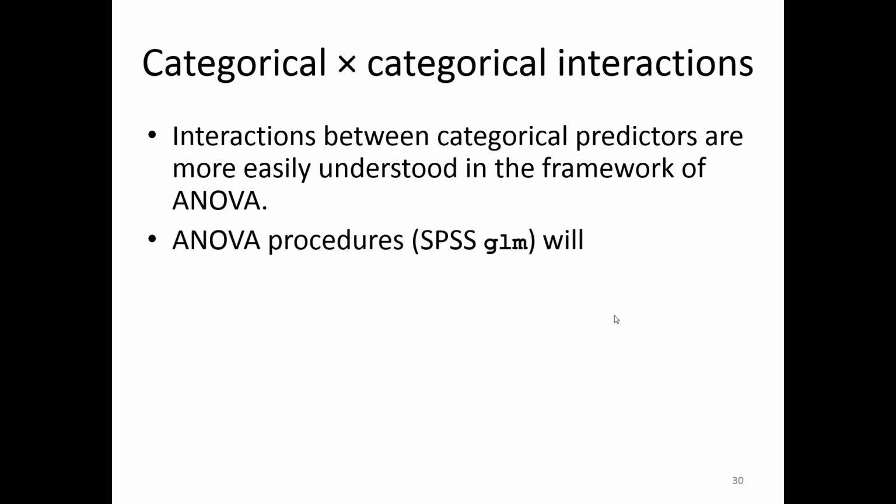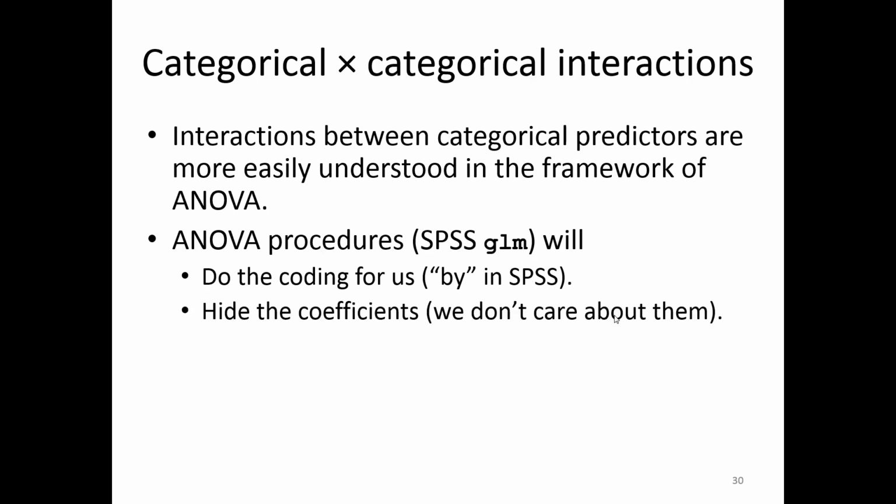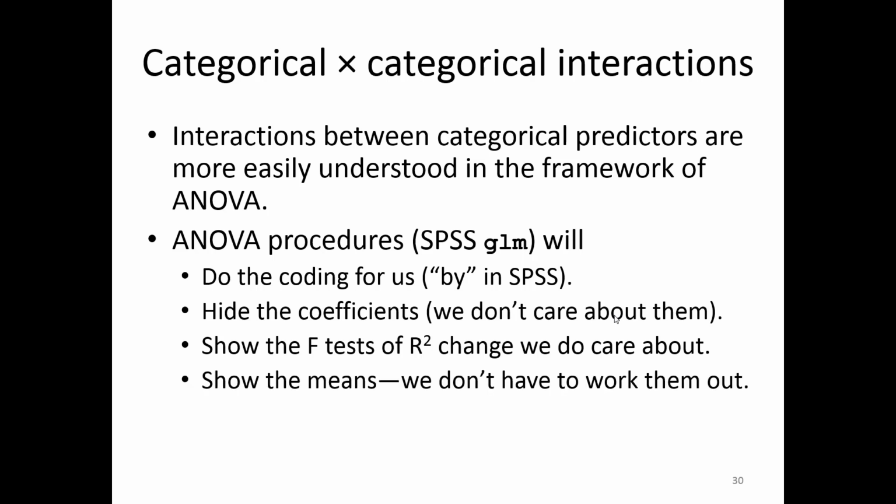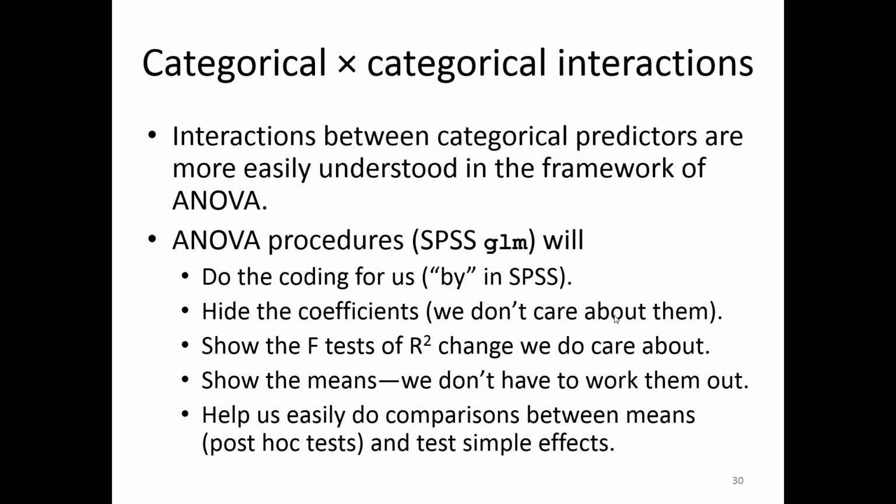Okay, so ANOVA procedures like SPSS's GLM will do the coding for us using the BY command. It'll hide the coefficients. Maybe we don't care about them. I don't know, I've kind of started to care about them a little bit, but it'll hide them regardless of whether we care about them. It'll show the F-test of R² change that we do care about. Okay, and then it'll show the means so we don't have to work them out. And then it helps us easily do comparisons between means using post hoc tests and test simple effects.